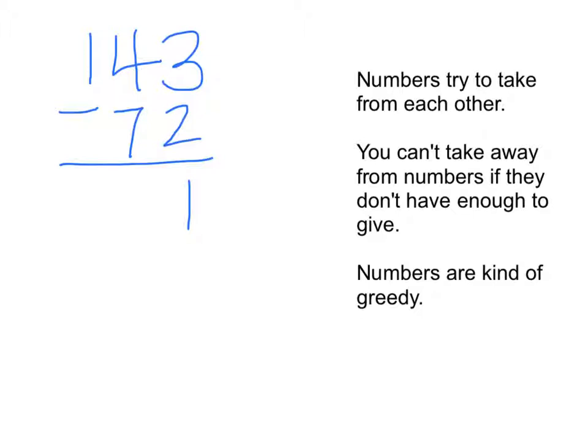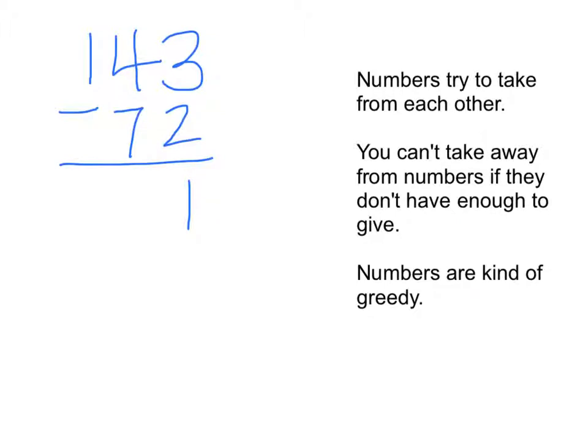In the tens column, the 7 says, "Can I take away 7?" And the 4 says, "Well, I wish, but I only have 4 to give." And then the 4 says, "I'll just ask my neighbor." So the 4 knocks on 1's door and asks the 1 to borrow. 1 says, "Fine, you can take, but only 1, because like I said, numbers are kind of greedy."